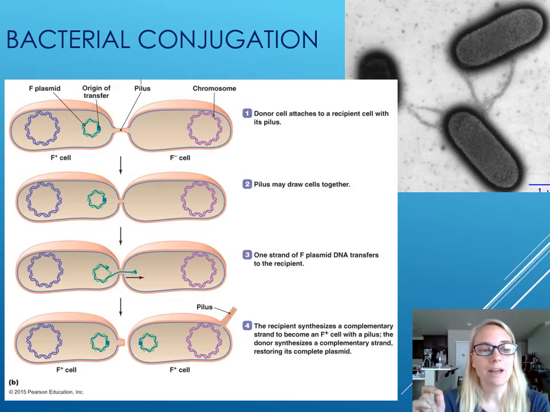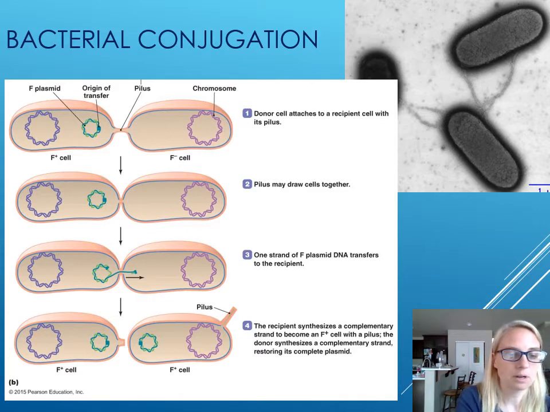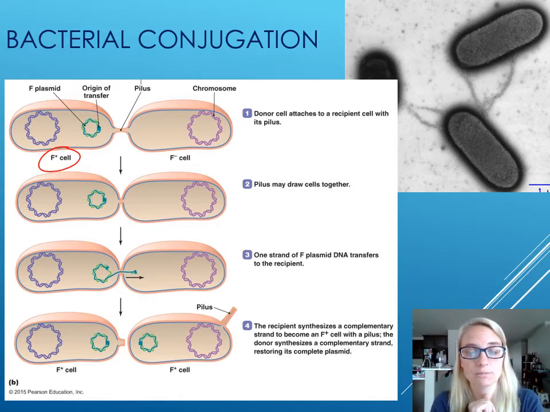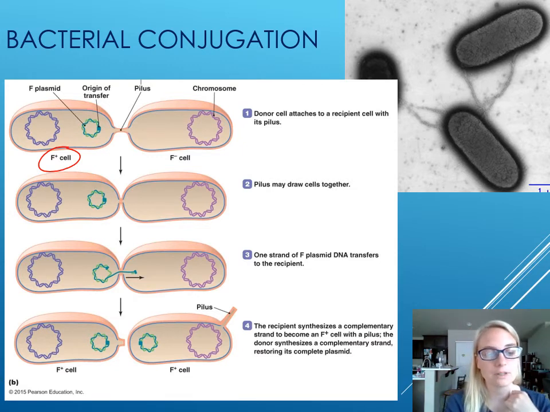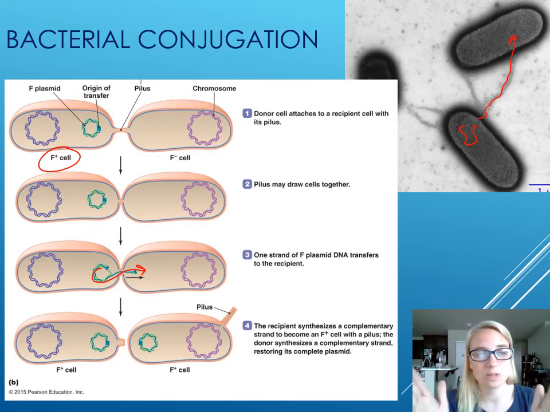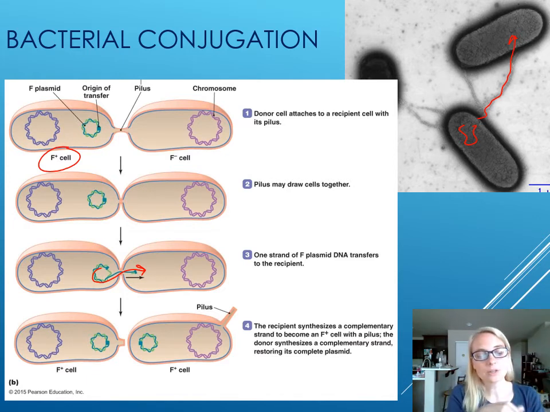So an F positive cell, right here, has the fertility factor. It's called an F plasmid. The fertility factor allows it to grow the pilus. And then once the pilus is formed, it starts to send pieces of that fertility factor over to its neighbor. So if here's my DNA and here's my pilus, it's just going to start sending that DNA through the tube. That's what a pilus is, a tube. They get really close together, start sending the fertility factor over. And then as long as the pilus stays connected, the information will continue to transfer over.